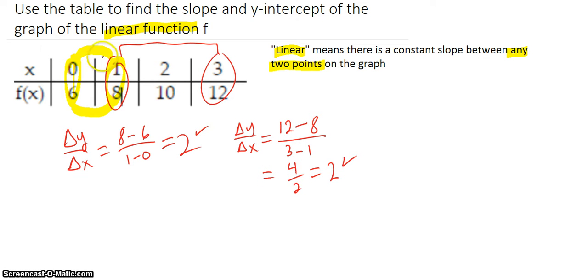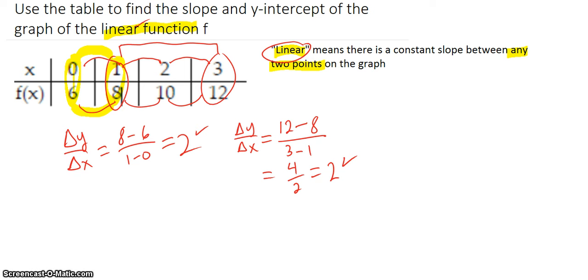The other way you know is that the x is incrementing steady by a delta x of 1, and the y's are incrementing steady with a delta y of 2. When you have steady increments in the x and in the y, that's a sign that you're going to have a linear function, which is a line. So we verified that it is a linear function.